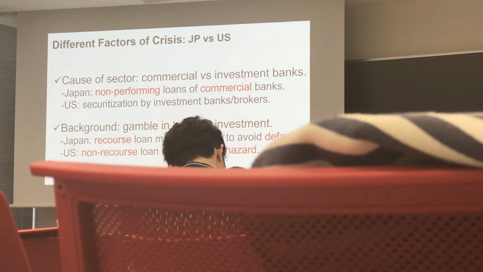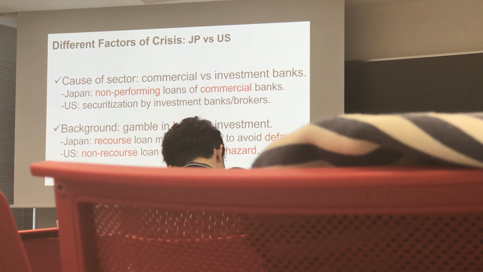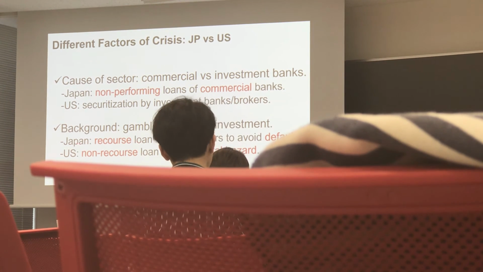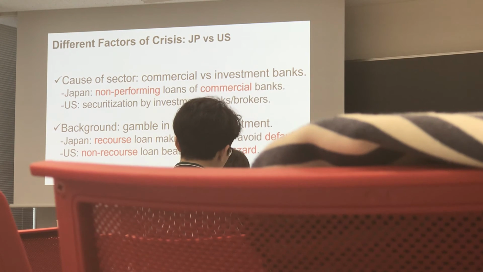So the difference is, in the Japanese case, non-performing loans, 不良債権, or bad loans by commercial banks. But in the case of the US, securitization and also the housing market. So it was an investment bank type of crisis. And also, non-recourse loans are one of the background factors for the moral hazard of the US system.